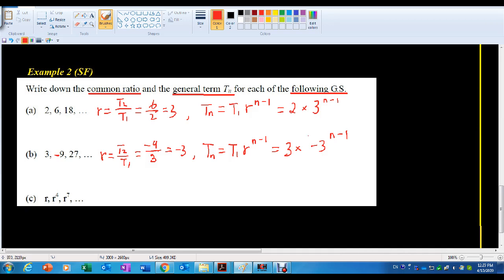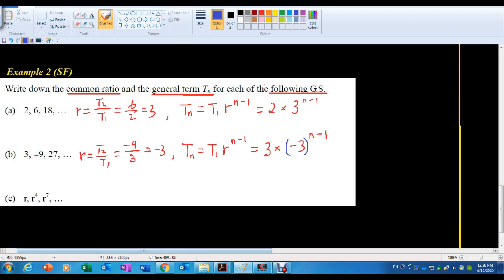Why? Because you need to put a bracket here. You need a bracket here. That's very important, right? Because we know that minus 3 to the power n minus 1 is always a negative number. But if you put the bracket on, that's negative 3, then this number could be positive or negative, right? If you still don't understand, let me give you some illustration.